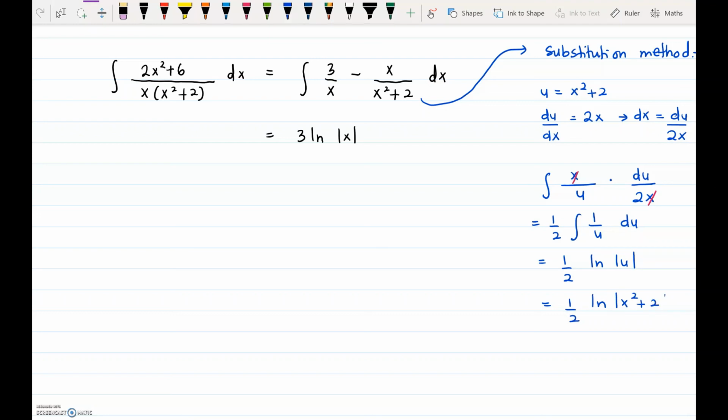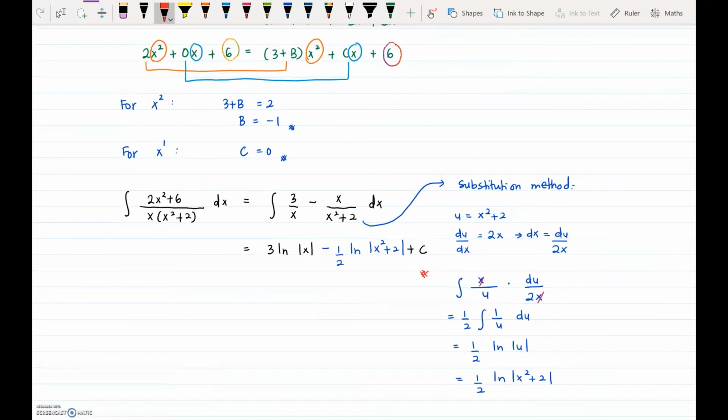So your answer here will be 3 ln x minus 1 over 2 ln (x squared plus 2), and don't forget plus c. This is your final answer for the first example.